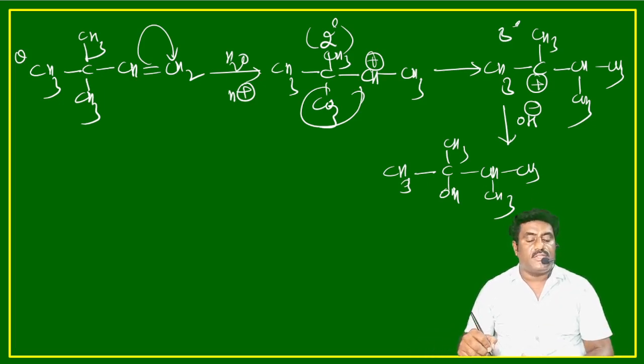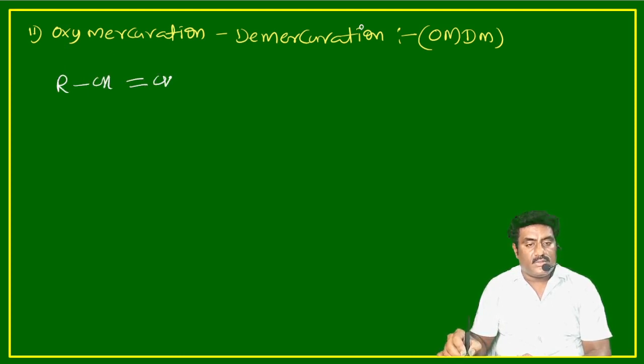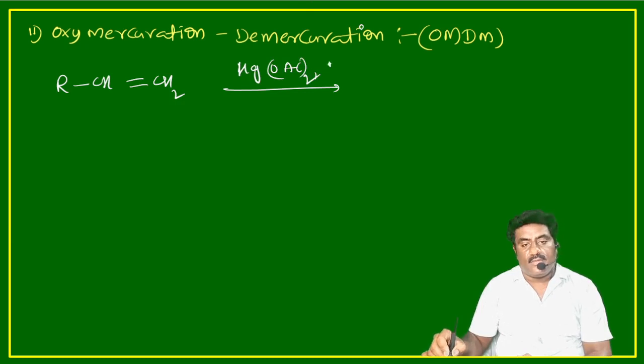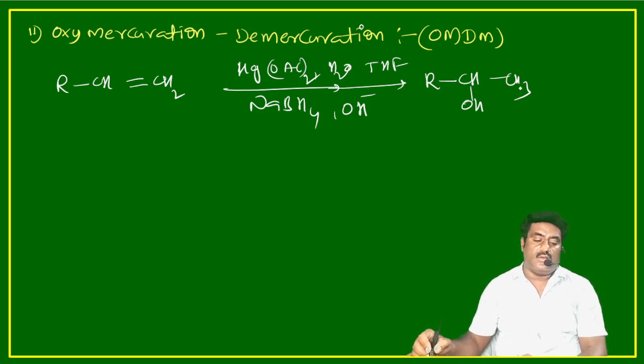Yes, let's move on. Next method, oxymercuration and demercuration. So in the presence of alkene, I'm writing alkene R CH double bond CH2, in the presence of mercuric acetate Hg(OAc)2 in the presence of H2O and THF, tetrahydrofuran, and in the presence of sodium borohydride NaBH4 and OH minus, it gives alcohol, or CHOH CH3. It can form alcohols. It follows Markovnikov's rule. In oxymercuration, demercuration, there is no rearrangement.